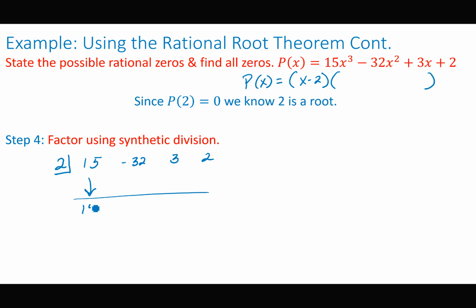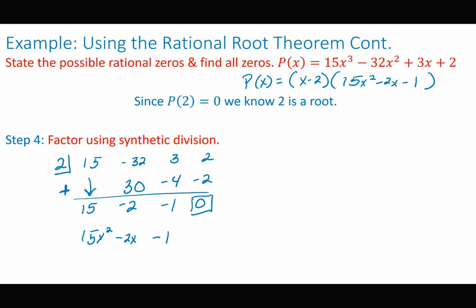We're going to bring down the 15. 15 times 2 is 30. And remember, we add with synthetic division. So -2 becomes -4. Add those together, we end up with -1 becomes -2, and we do get 0, which we already know, but this confirms that this works. So we have a remainder of 0, which again confirms that 2 is a zero, which is what we want. But now we can rebuild our polynomial. This would be -1 as my constant, -2x, and 15x squared. So 15x squared minus 2x minus 1 is the other missing piece of my polynomial after I factored out x minus 2.